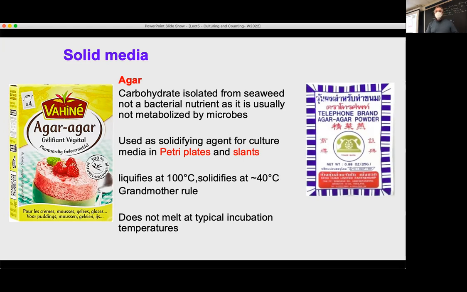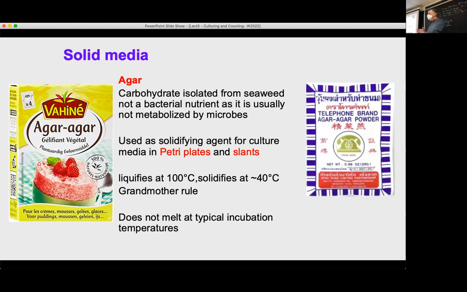One of the notes about agars: you bring it up to a boil, you add your agar, and then it solidifies around 40 degrees Celsius, as you can see there. So what you do when you're pouring the agar media is heat it up, take it out of the autoclave. After you get it out of the autoclave, you do what's referred to as the grandmother's rule.